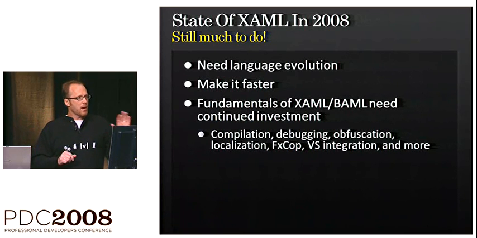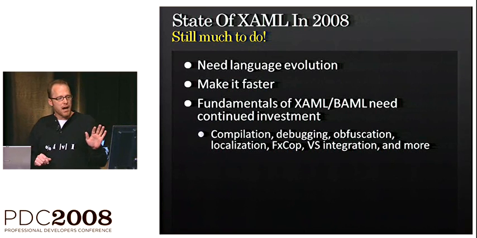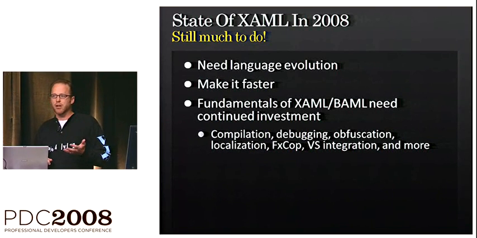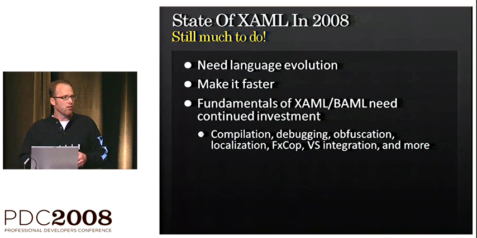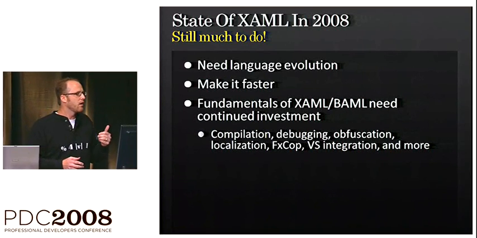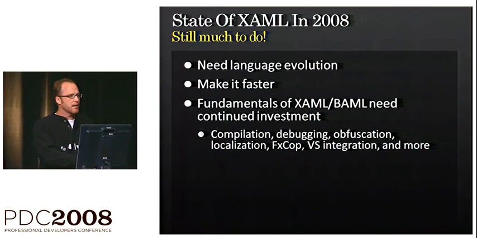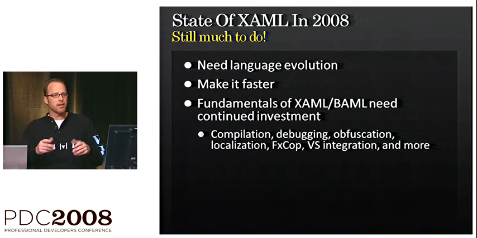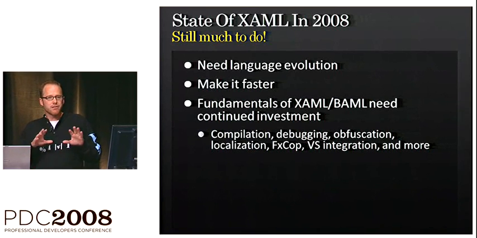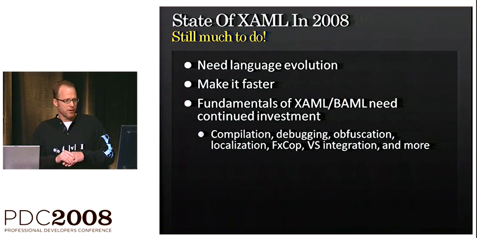We're working to open up the BAML format as well with an API to read and write it, to enable better localization scenarios. And it'd be great if people could write FxCop tools that could analyze XAML or BAML or other things to make sure that you're following good accessibility guidelines and other things like that. Perhaps you have a text box and you want to make sure every text box in your application has an associated label so the correct localization information shows through. That's hard to do today, if not impossible.